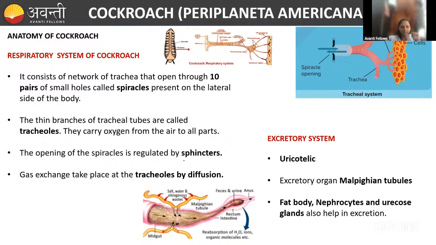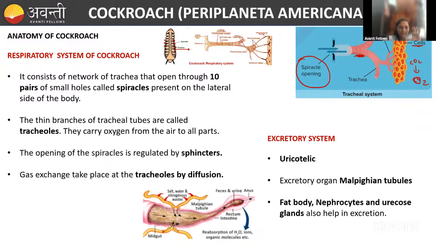Then coming to the respiratory system, guys, just see this diagram. Here, spiracles are present, pore-like structures in the respiratory system. From the spiracle, the oxygen is entering. The blood will not carry the oxygen in the circulatory system here; the spiracles carry the oxygen. From the spiracle opening, it will go to the trachea, and from the trachea to the branching, that is the tracheoles. Then between the cells, it is directly exchanging oxygen and carbon dioxide, between the cells and the tracheoles.